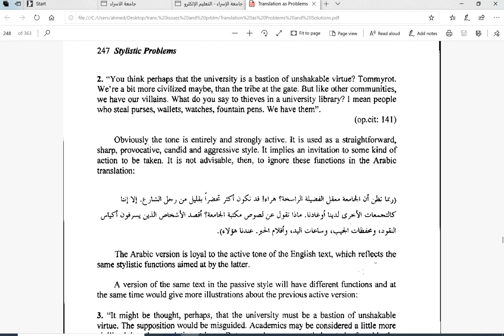Another example we have here says, you think perhaps that the university is the bastion of unshakable virtue. Tommy wrote, we're a bit more civilized maybe than the tribe at the gate, but like other communities, we have our villains. What do you say to thieves in a university library? I mean, people who steal purses, wallets, watches, fountain pens. We have them.